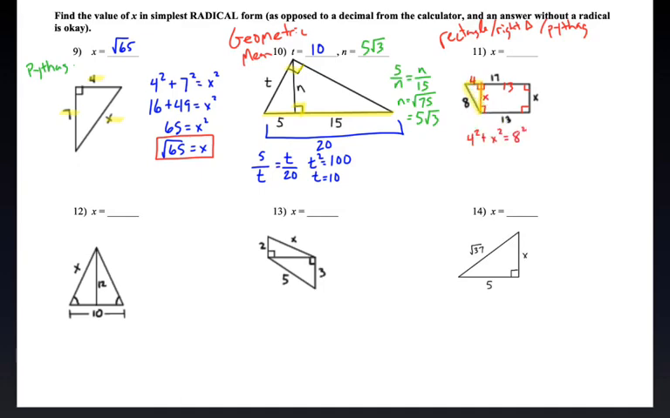Now we will use the Pythagorean theorem to solve my little yellow triangle here. 4 squared plus x squared equals 8 squared. You get x squared is 48. The square root of 48 is 4 square root 3.